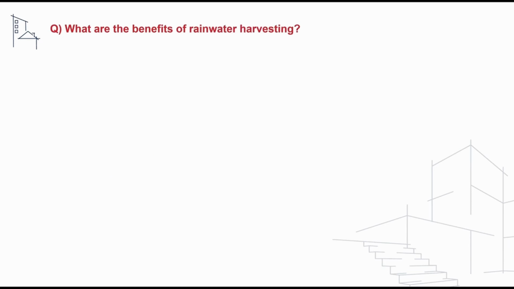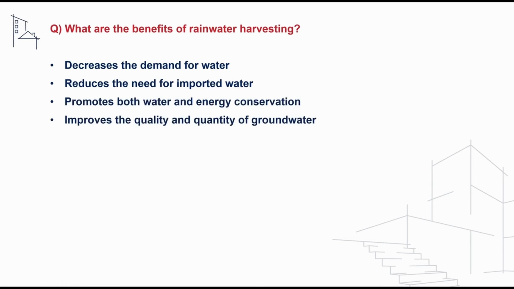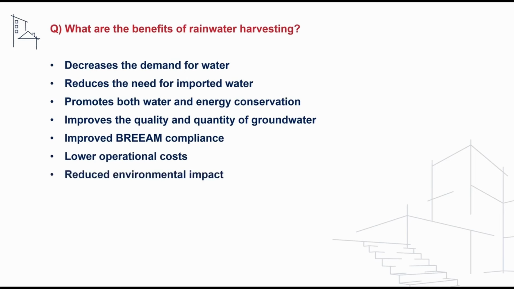We may also be asked a question of our understanding of rainwater harvesting and what benefits this can bring, and to address this we can say that it reduces the need for imported water. It promotes both water and energy conservation, whilst also improving the quality and quantity of groundwater. It can also be used to achieve improved BREEAM compliance, whilst lowering operational costs and reducing environmental impact.